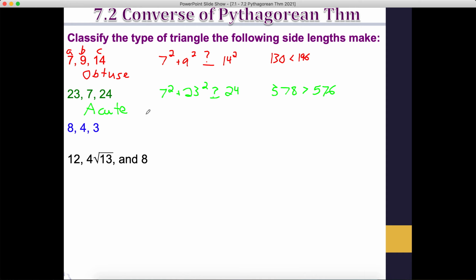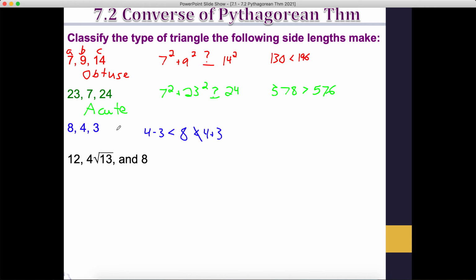If I take any of these sides, for instance, maybe like 8, and I want to test, is it greater than the difference of the other two? It is greater than 4 minus 3, which is 1. That's accurate. Is it less than the sum of the other two? It is not, because 8 is not less than 7. So these side lengths don't even make up a triangle.